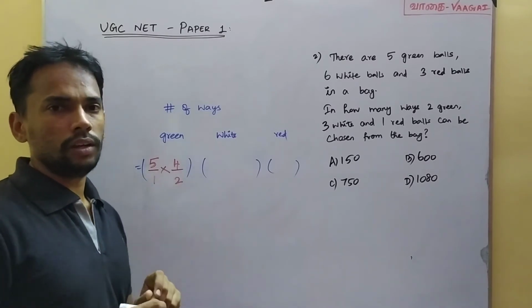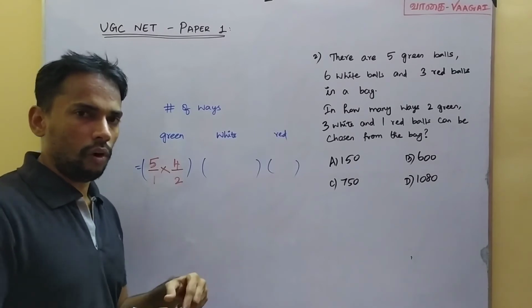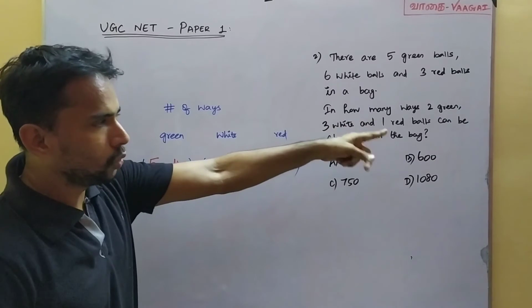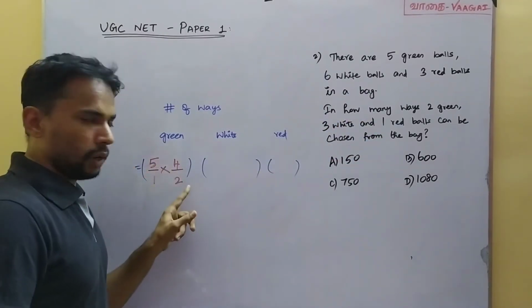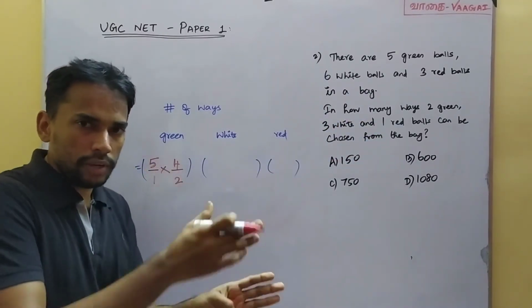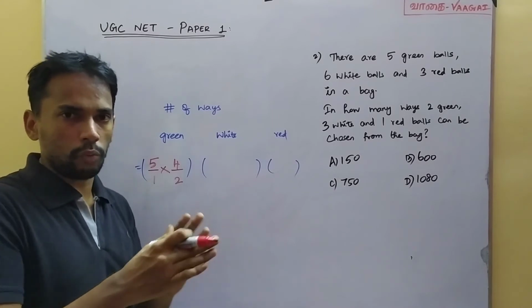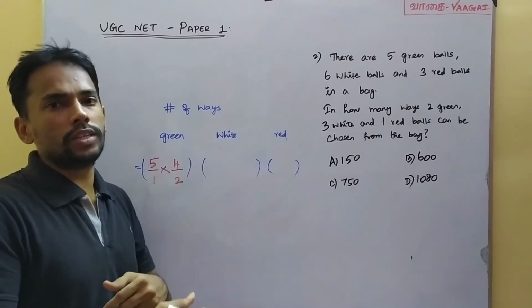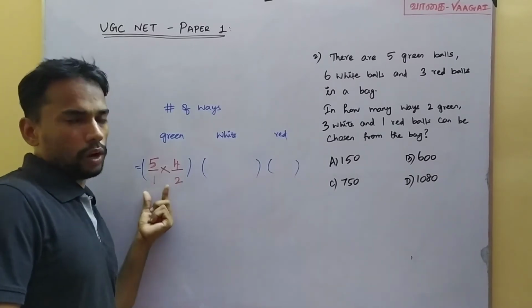Actually, why are we dividing? This division is done just to avoid the repetitions, because we are choosing 2 green balls, right? First one, second one, or second one, first one. There can be an interchange between those 2 green balls itself. That is the reason. To avoid that repetition, we are dividing by 1 into 2.